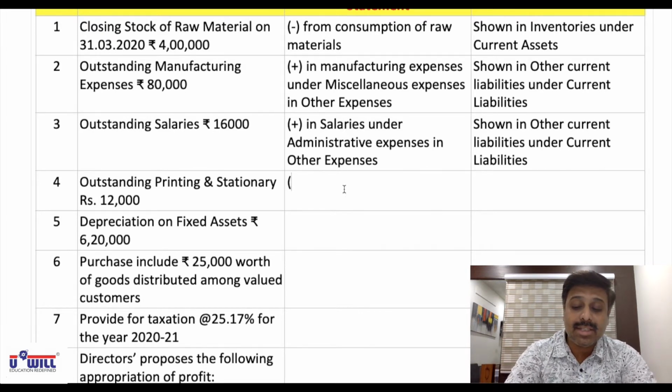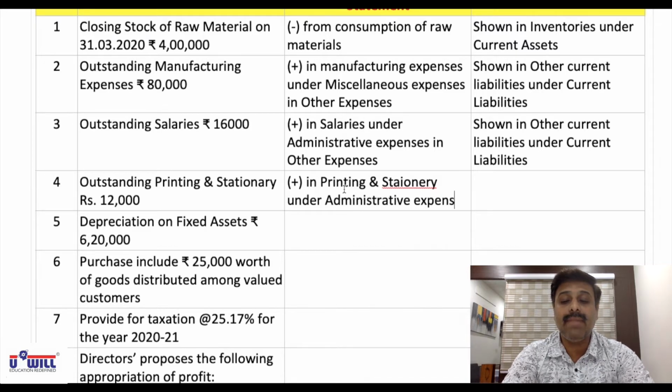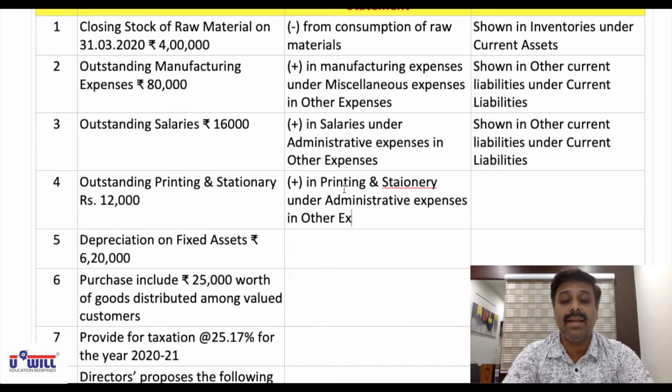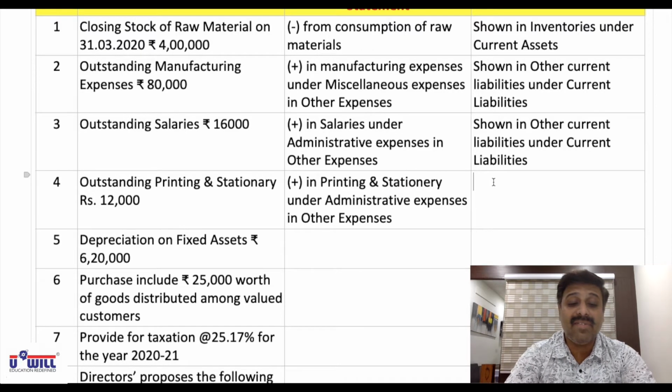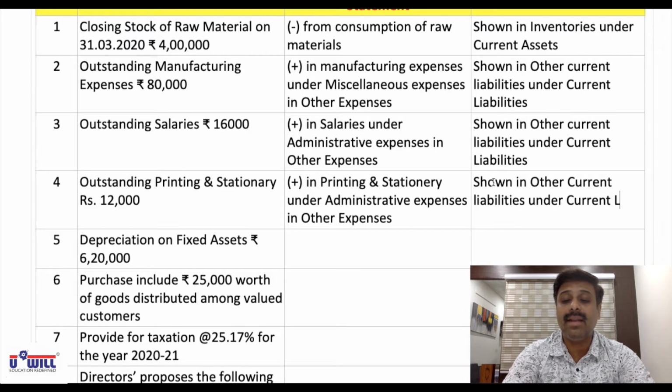Outstanding printing and stationery, exactly same way, plus in printing and stationery under administrative expenses, and again that administrative expenses will come in the category of other expenses. And second effect, again outstanding, so it will be shown in other current liabilities under the heading of current liabilities.